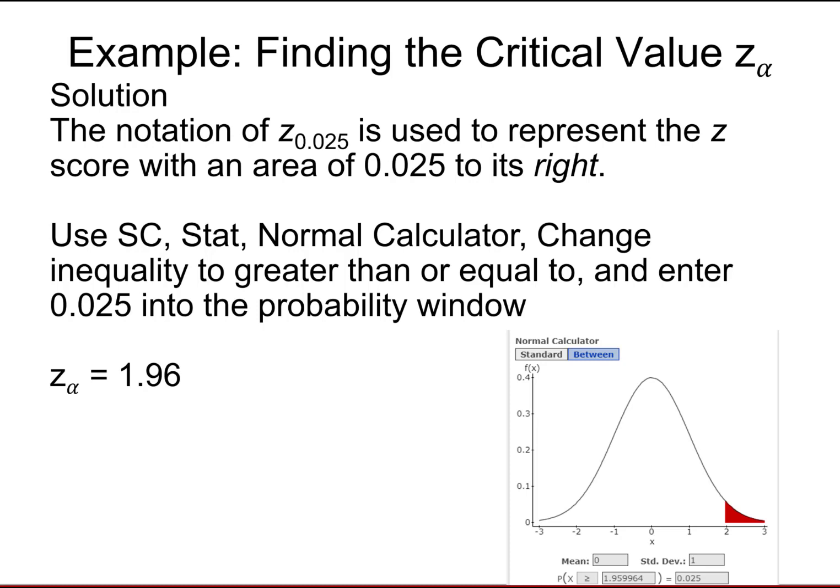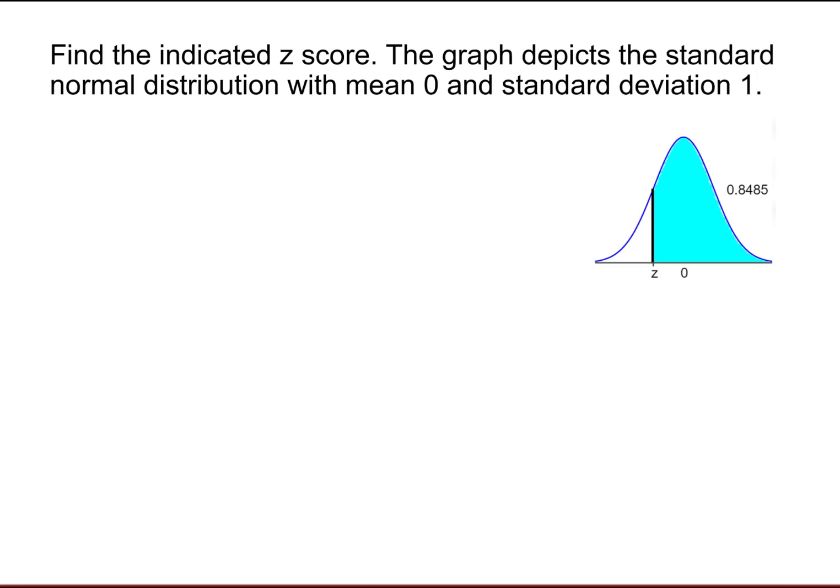And if you remember, when we worked on the empirical rule again, 95% of the data was within 2 standard deviations, which is just about this 1.96 here. And let's do another example.